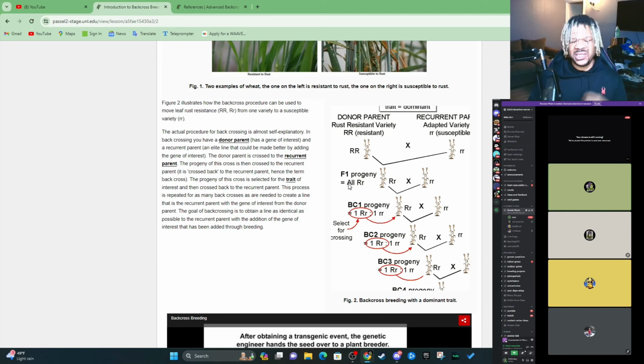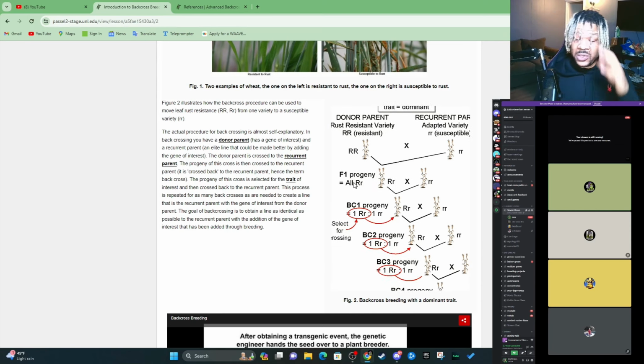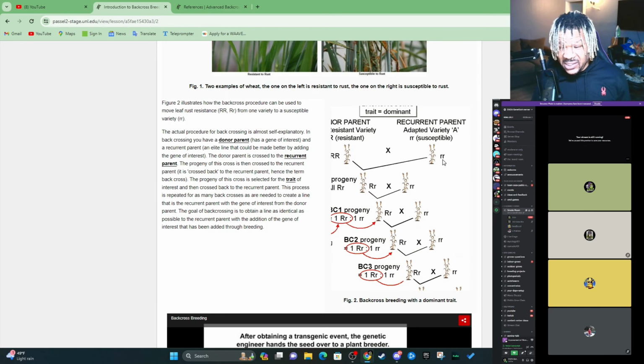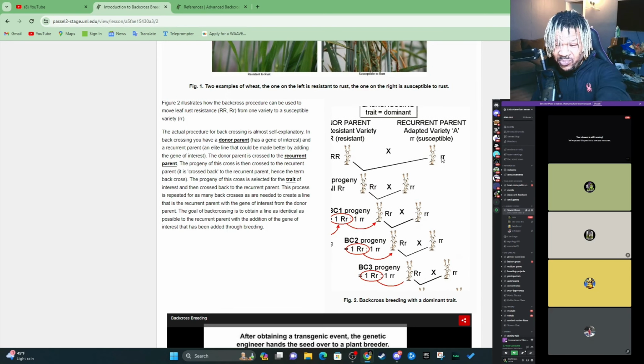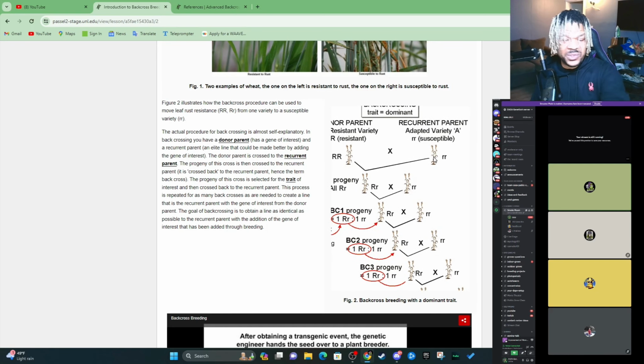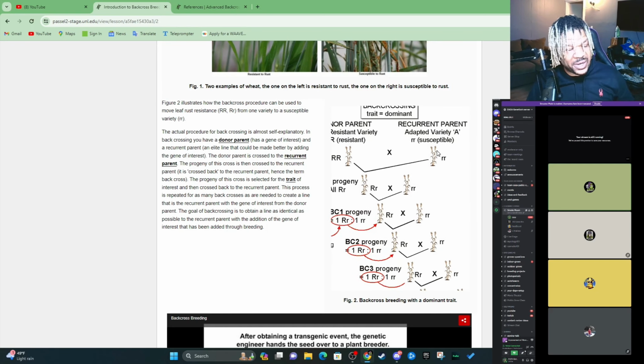Okay, I see where you're getting confused. All right, so what's happening here is that this recurring parent is going to be used. We're infusing, we're adding the traits to this parent.